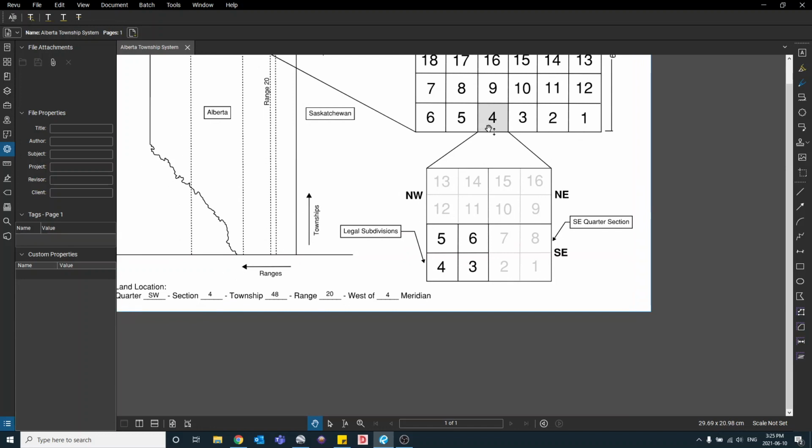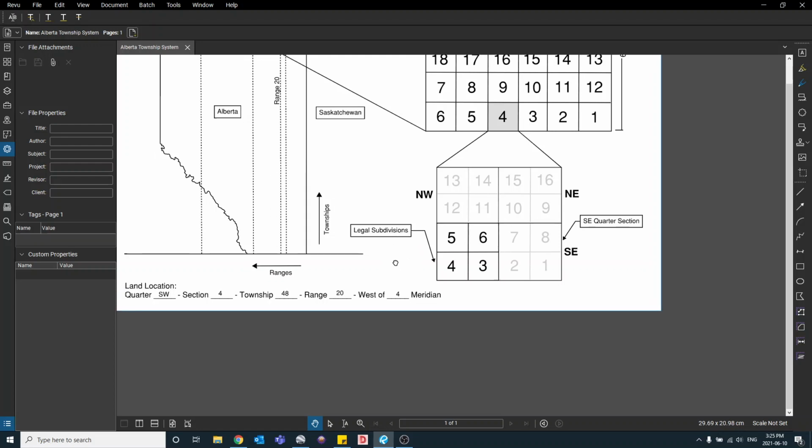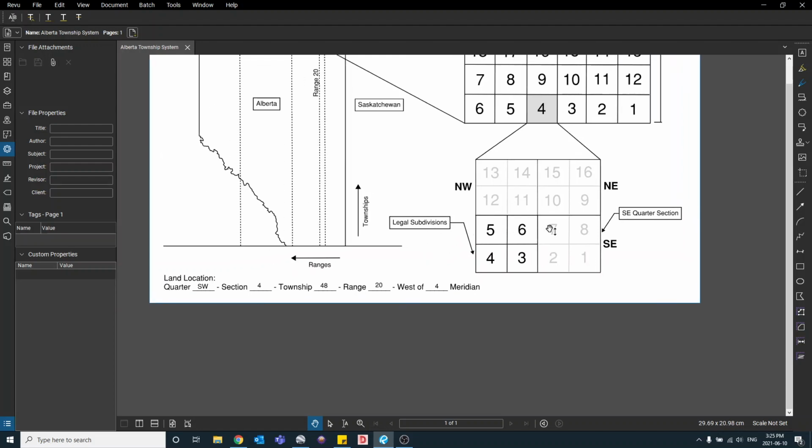So within each section, you can go even further and you get quarter sections. So here we have the northwest quarter, which is these 4 little blocks, and then the northeast, southeast, and southwest. And we also have legal subdivision numbers, which again increase serpentine style from the southeast corner. And there's 16 legal subdivisions within a section, and only 4 quarters. So basically, a subdivision is a quarter of a quarter, which is pretty apparent here.